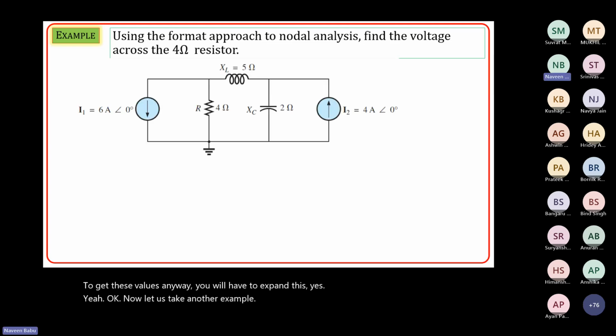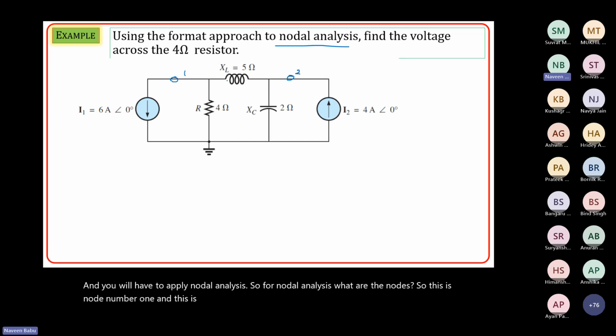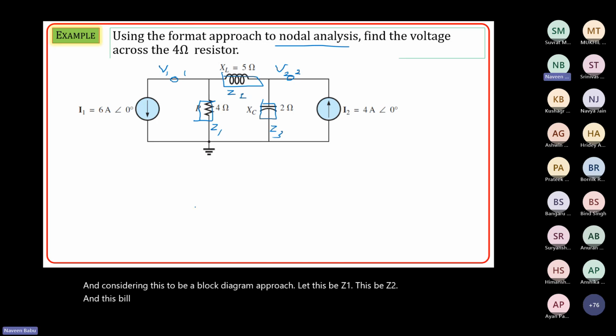You will have to determine the voltage across this 4 ohms, and you will have to apply nodal analysis. For nodal analysis, what are the nodes? This is node number 1, and this is node number 2. If it is node number 1, the voltage across this will be V1, and the voltage across this will be V2. Considering this to be a block diagram approach, let this be Z1, this be Z2, and this be Z3. And let us write the equation.